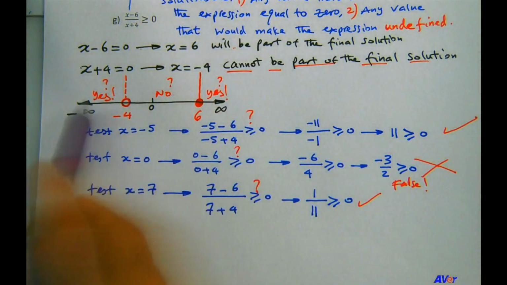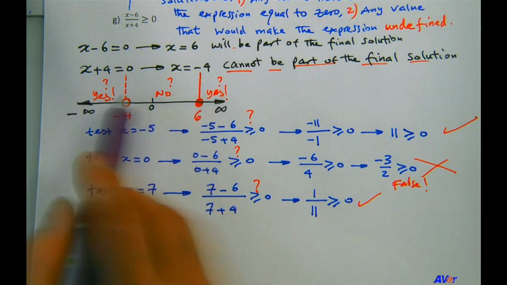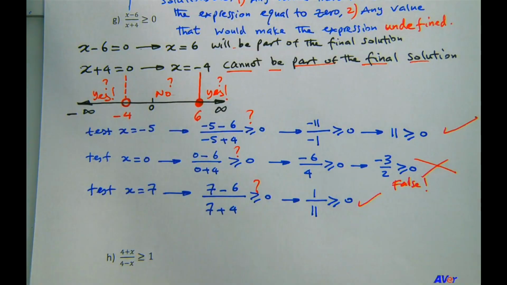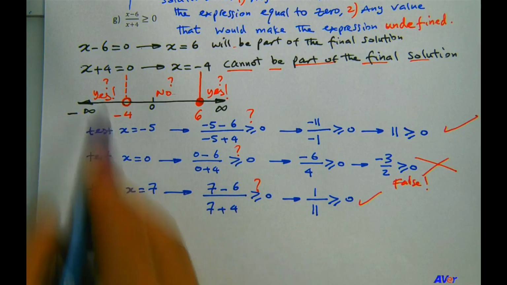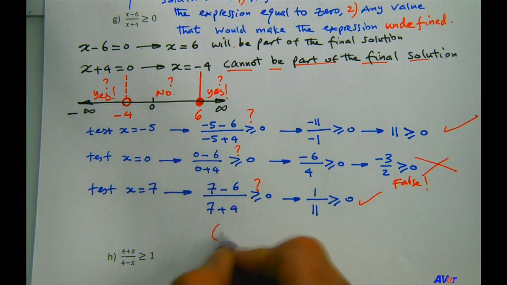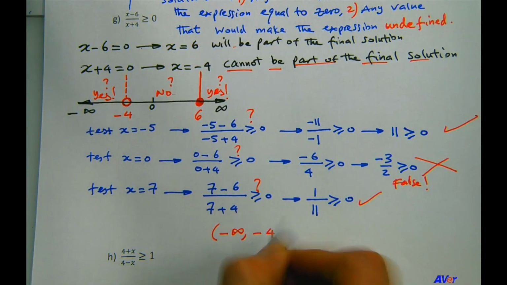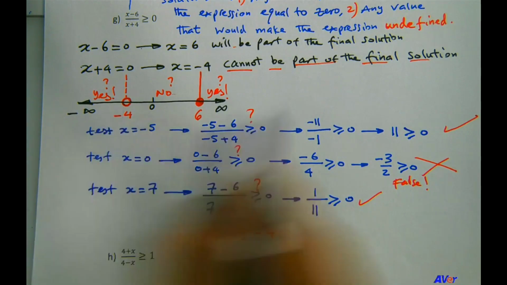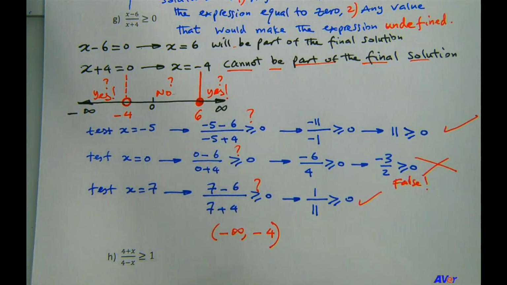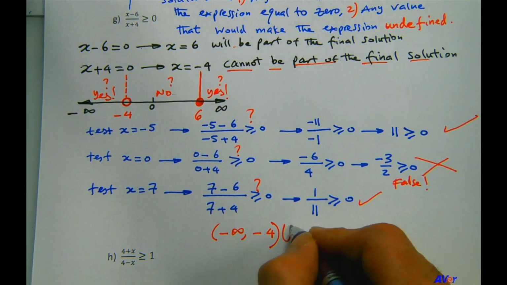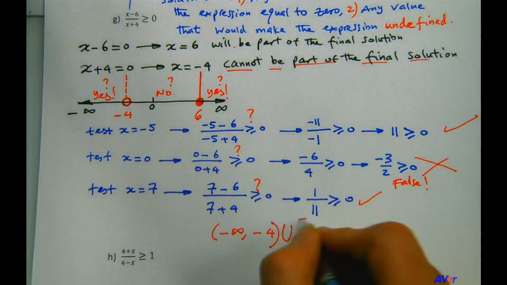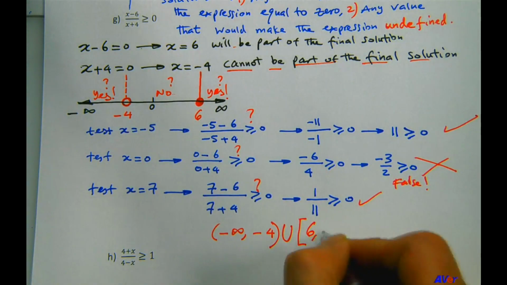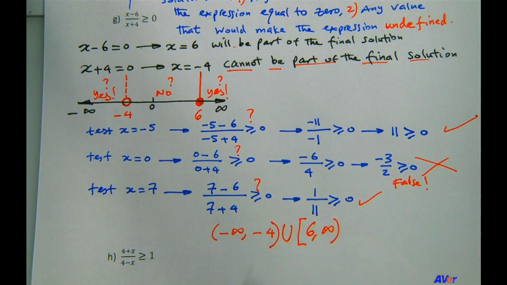Okay, so now having identified the solution region, let's write down the final answer using interval notation, right? That's what the problem asked us to do. So that region would be negative infinity to -4. -4 cannot be part of the solution, right? We said that. So put a parenthesis next to it. Union 6 is part of the solution. So put a bracket next to it, 6, comma, infinity, and a parenthesis.